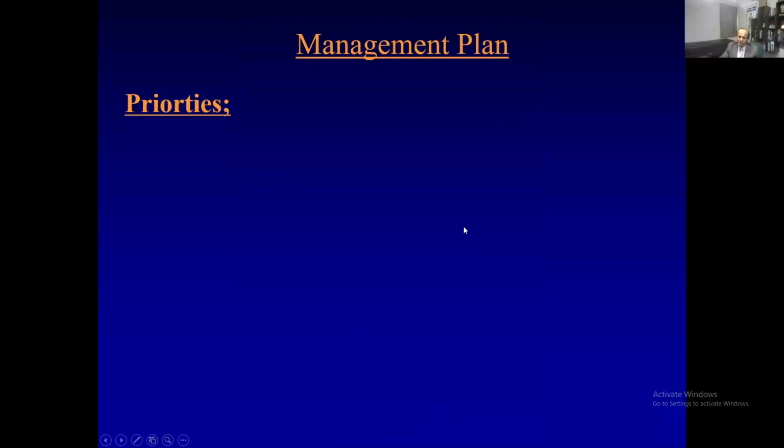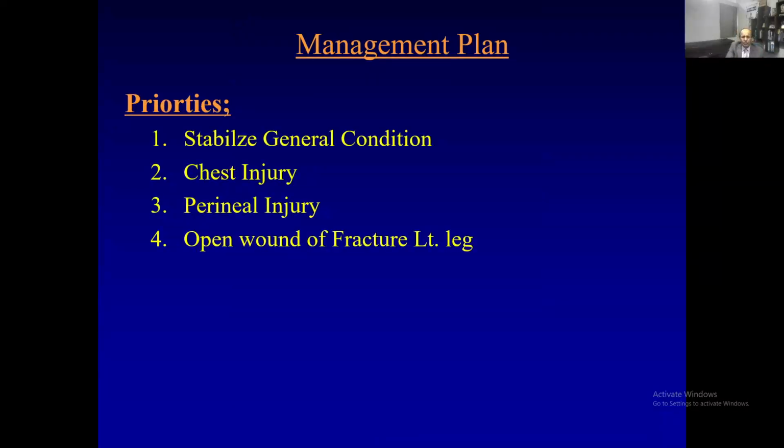Now here, since he was in very bad shape and it was polytrauma, we had to prioritize our different treatment plans. So first of all was to stabilize the general condition, transfuse him, give IV antibiotics, and stabilize his chest injury. Then the perineal injury was very bad, so we had to look at that and restore it, and that gradually improved. After that, we wanted to cover the wound on the left leg. Once all this was stabilized, it took us about 10 days.